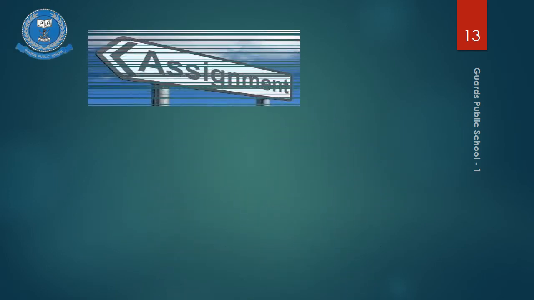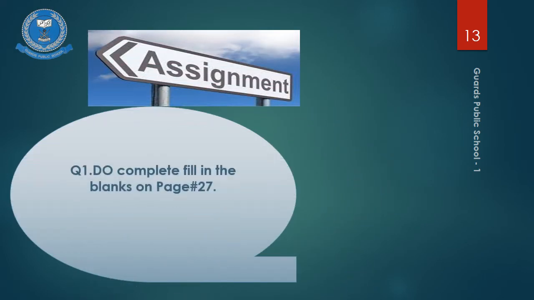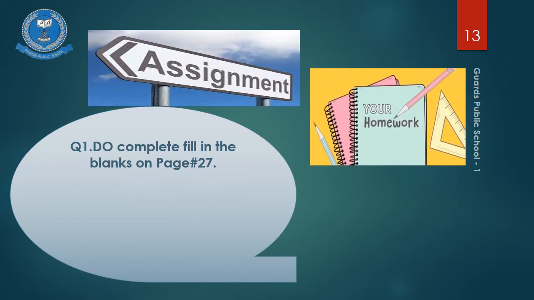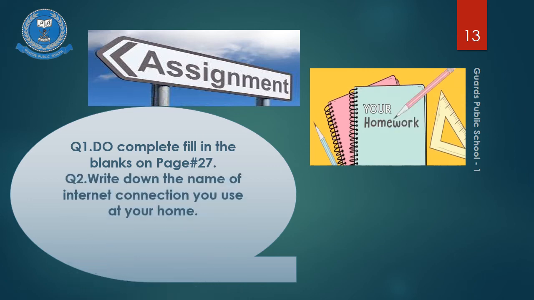Now the assignment time, students. Question number 1, complete the fill in the blanks on page number 27. In your handout, page number 27, you must fill these blanks. Question number 2, write down the name of the internet connection you use at your home.